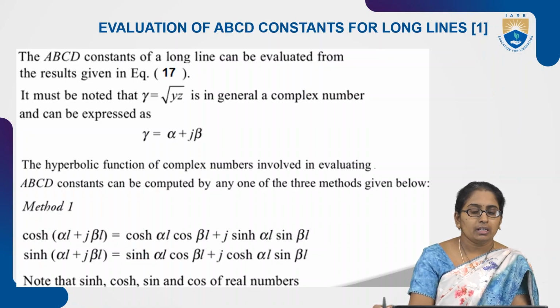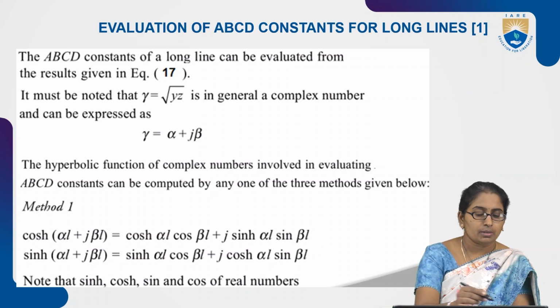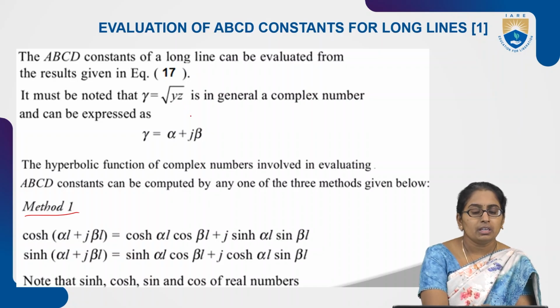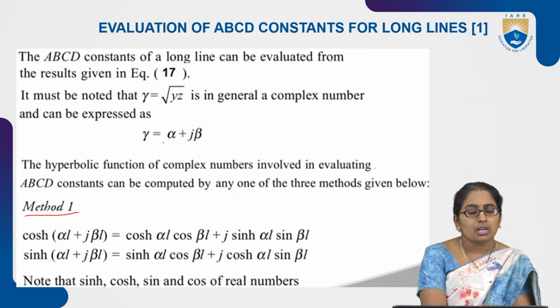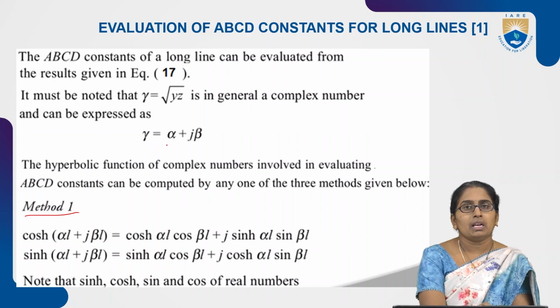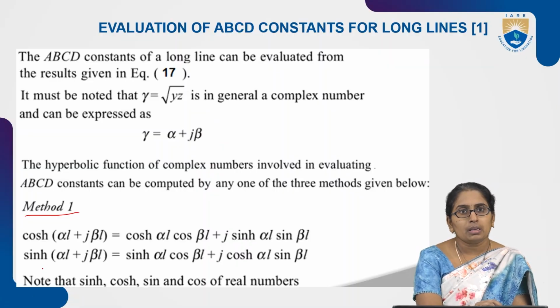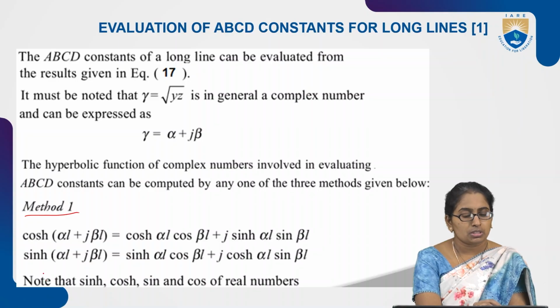So, calculating ABCD constants, first method: knowing that gamma is square root of small y small z, which is also given in terms of real and imaginary components alpha and beta like this. So this is the basic idea. Now, how to calculate ABCD constants for the long transmission line.